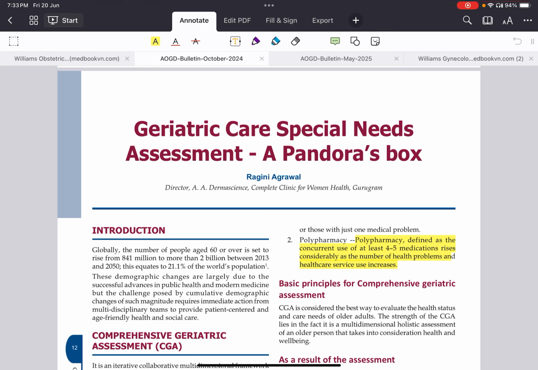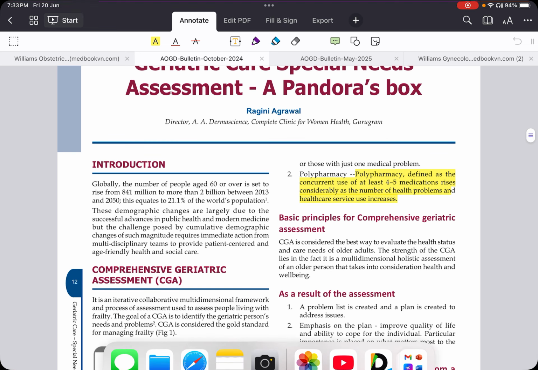Today I want to discuss the October 2024 AOGD Bulletin. As the exams are nearby, I want to discuss the key points so that I can complete the whole bulletin in a single video. The first topic in this bulletin is geriatric care, special needs assessment and Pandora's box.